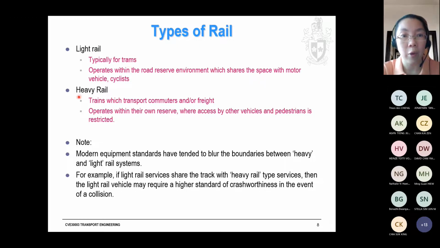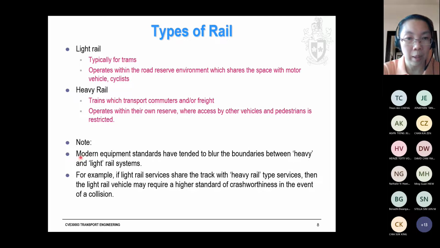And for heavy rail, trains transport commuters and or freight, and operate within their own reserve, where access by other vehicles and pedestrians is restricted. So this one is fenced up. Usually it carries a specific purpose. If it is for passengers or commuters, then it only carries passengers, and if it carries goods, then it only carries goods. Light rail typically carries passengers only.